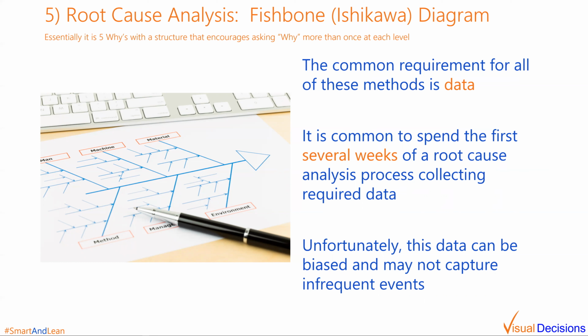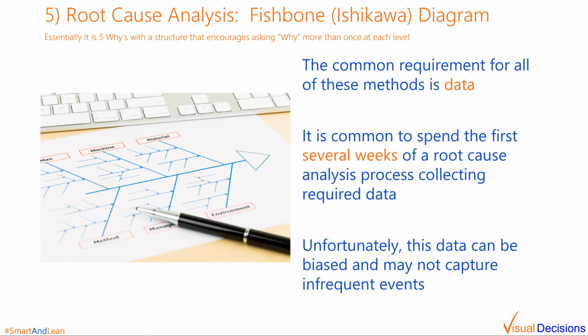Then you ask what it is in each one of those different areas that might contribute to the issue. And you continue asking why until all of those different root causes are reached. Essentially, it's a 5 why with a structure that encourages asking why more than one time at each level. Again, though, this is usually done in a highly manual fashion that's disconnected from the process. And another weakness is that while the diagram gives an idea of the different contributing causes, it doesn't really show how much those causes contribute to the problem.